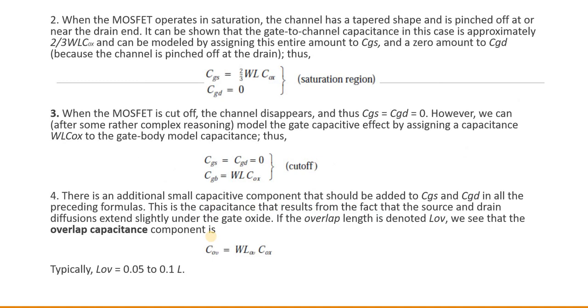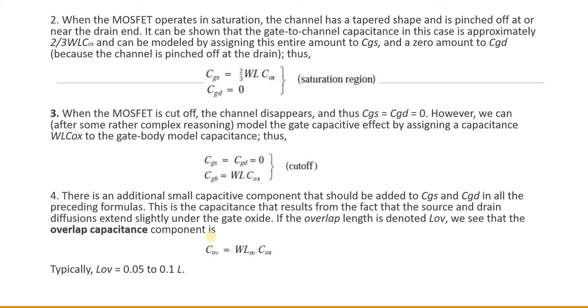Now let us go for the saturation region. When the MOSFET operates in the saturation region, the channel has a tapered shape and is pinched off at or near the drain end. So what happens there? CGD, the capacitance between the gate and the drain, will become 0 because there is a pinch off effect near the drain. So CGD will be 0.